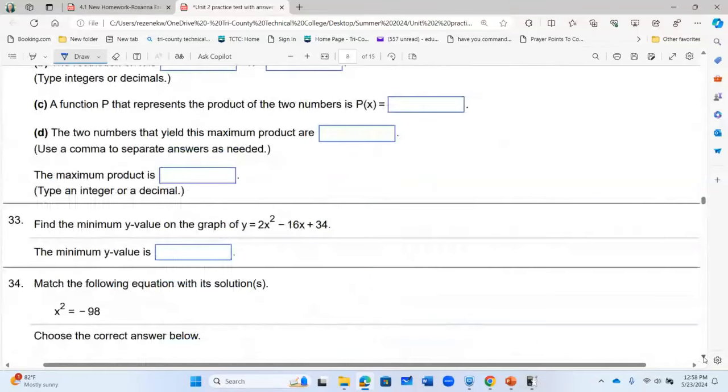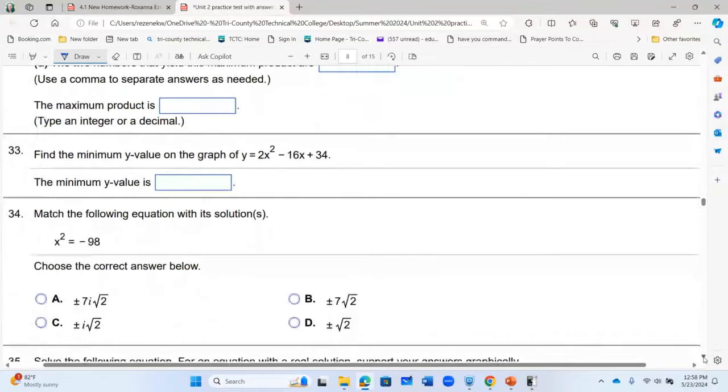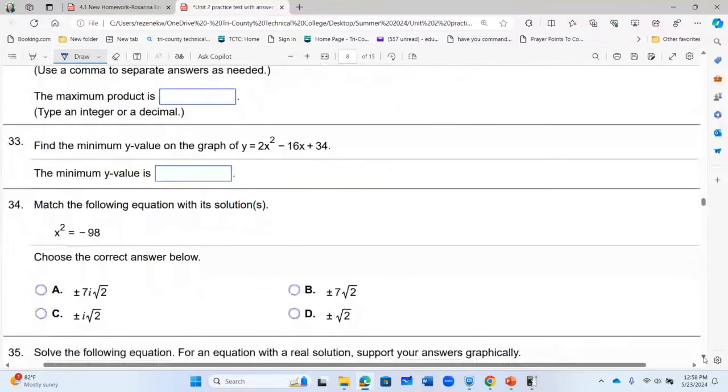All right. Find the minimum y value of this. I hope you remember how to find the minimum value.